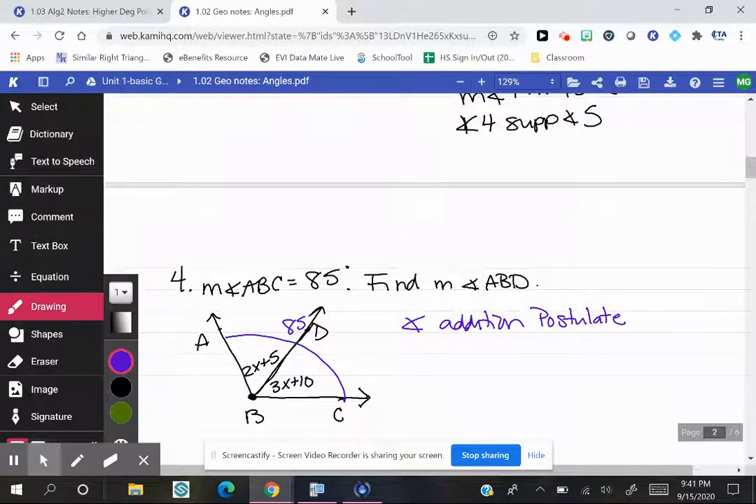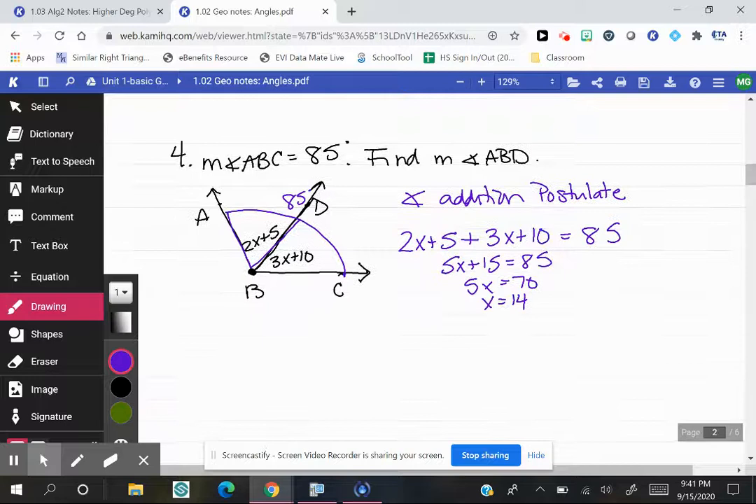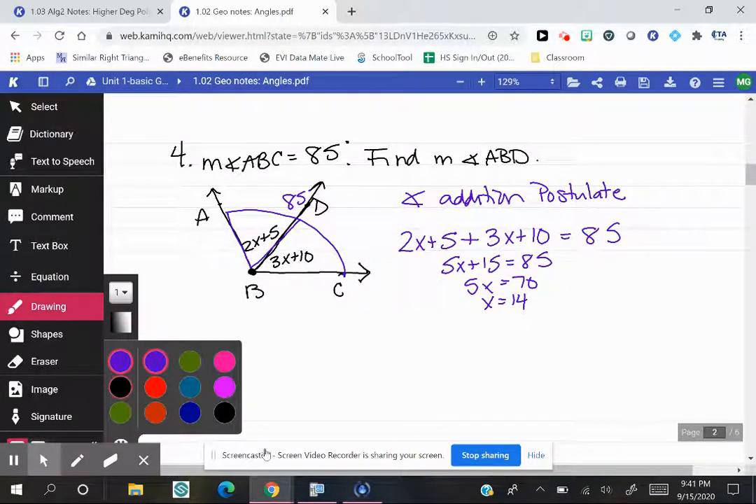We talked about that with segments as well, and that was called the segment addition postulate. So we're going to take 2x plus 5, which is this angle right here, plus our other angle, which is 3x plus 10, and set it equal to our whole, which is 85. Now it's just a matter of combining our like terms and solving for x. And then, of course, you can check that on your calculator. You can check the original, left side y1, right side y2.